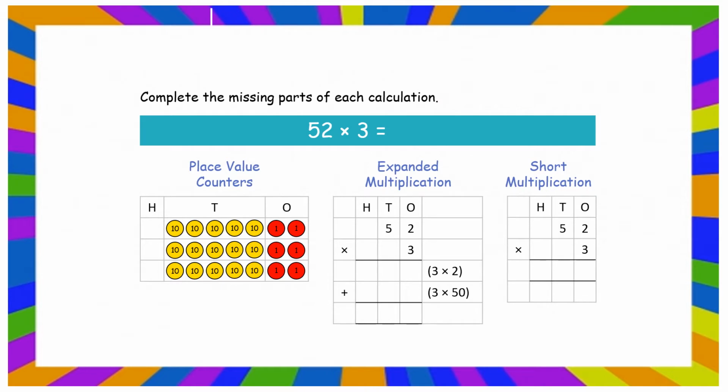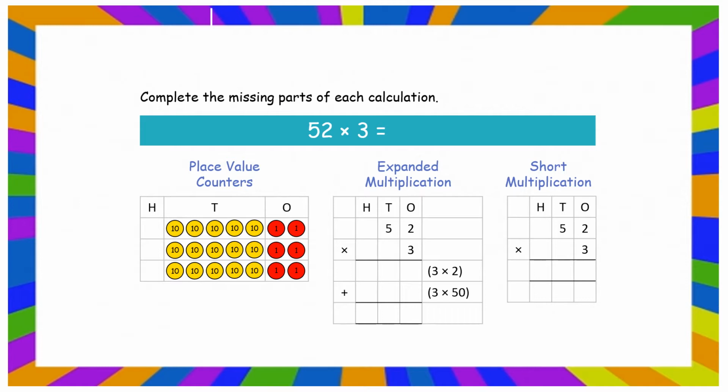So we've been asked to complete the missing part of each calculation. We want to solve 52 multiply 3. So we're going to use place value counters, expanded multiplication, and short multiplication. So how do we use place value counters to solve 52 multiply 3? Remember, 52 multiply 3 means 52 3 times.